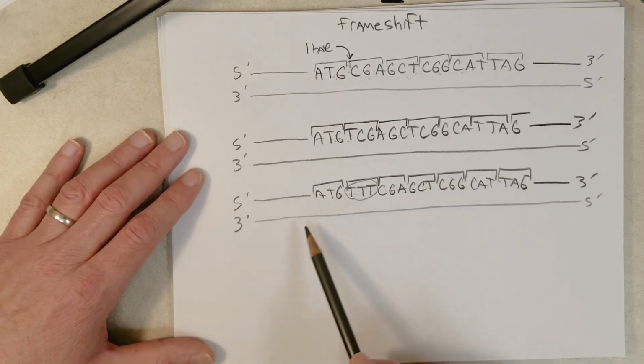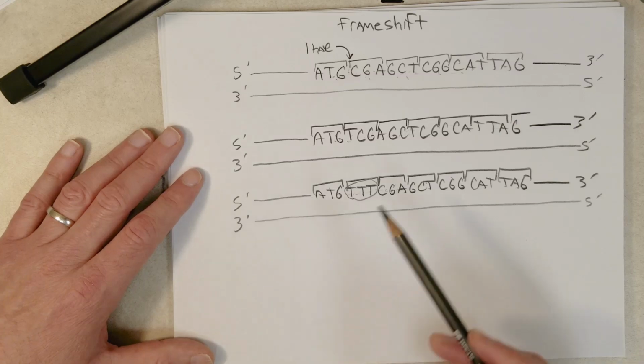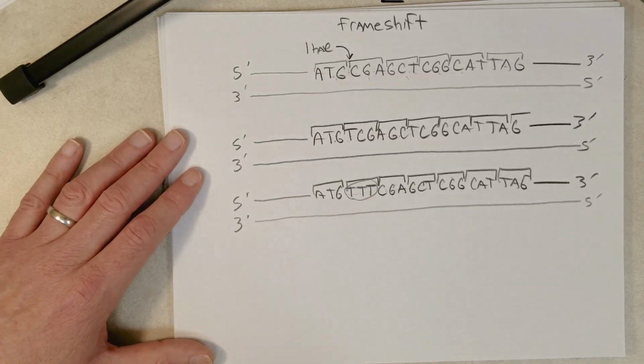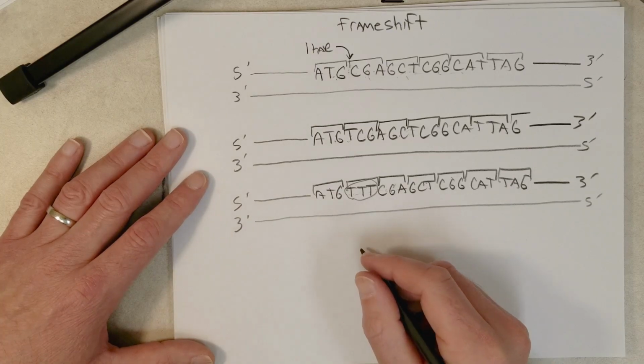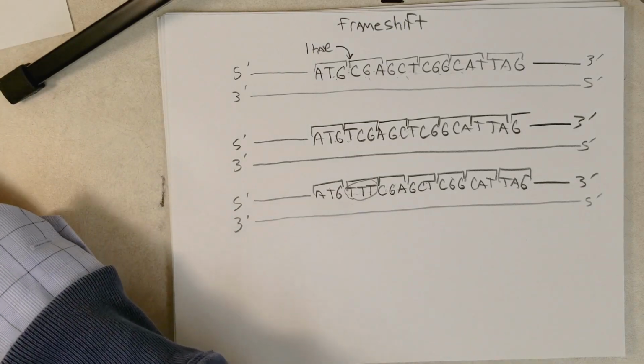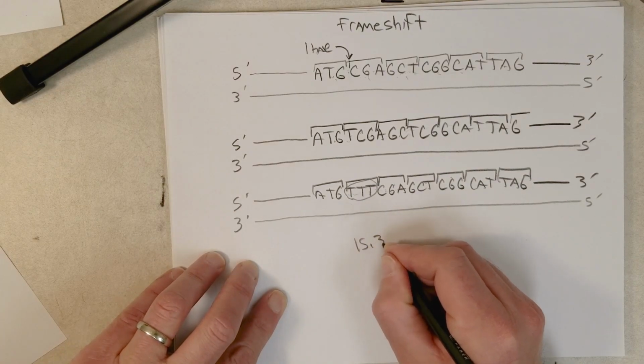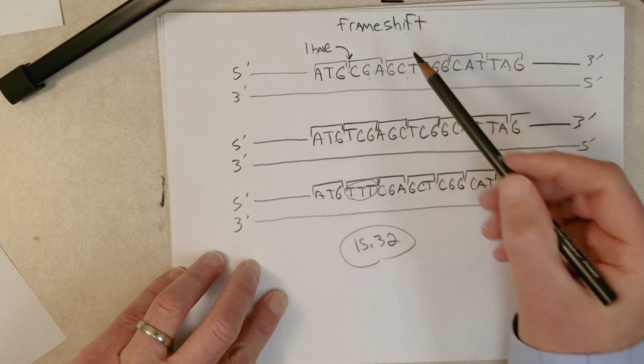They read 3 bases at a time. So if we insert 3 bases, then we don't change the reading frame. Now there is a problem, problem 1532, which is going to take a look at frameshift mutations in more detail.